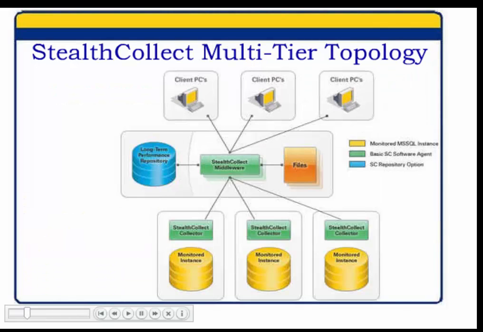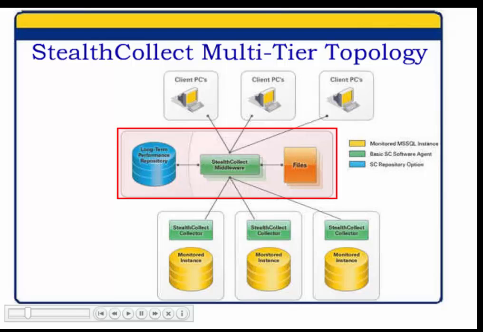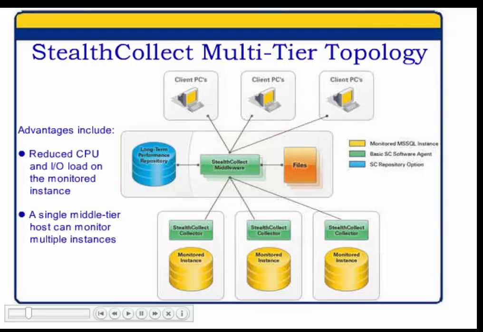In a multi-tier installation, the middle tier is installed on a separate independent server, providing for optimal performance. The advantages of such a configuration include the following. The CPU and I/O load on the monitored instance is reduced and passed onto the middle tier. A single middle tier host can monitor multiple instances, lessening administrative and maintenance tasks.